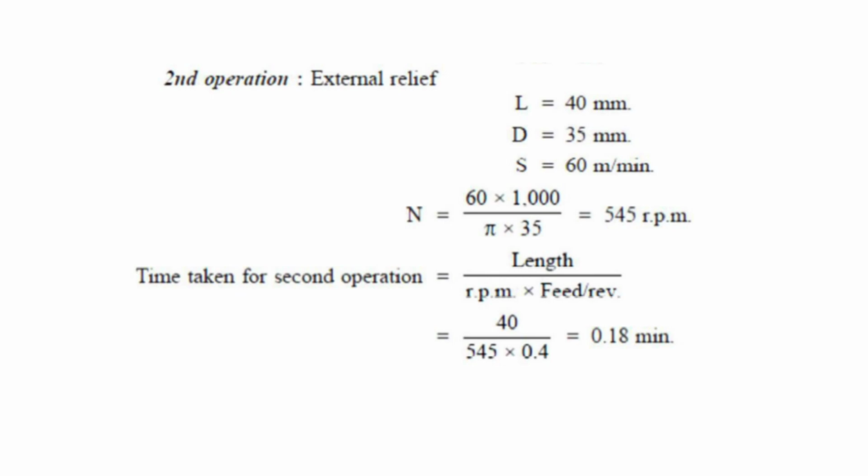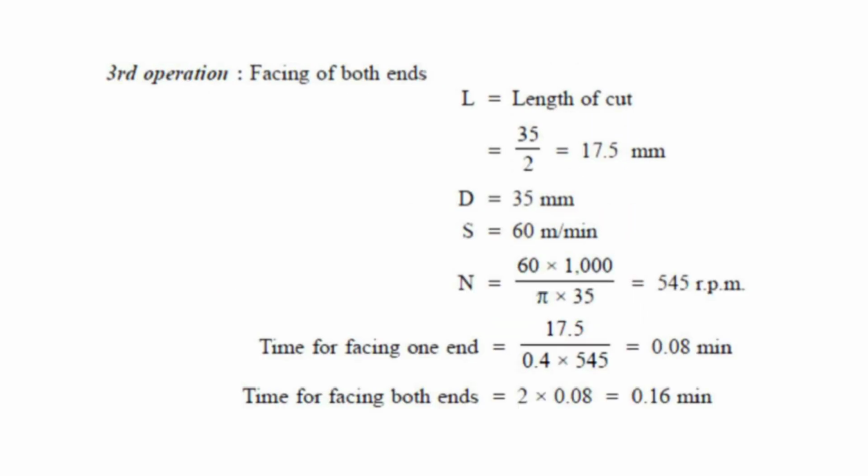Second operation is the external relief. For that, N is equal to 60 into 1000 by pi D, for length 40, diameter 35 and speed equal to 60 meter per minute. The time taken is 0.18 minute. The third operation is facing on both ends. The length of cut is equal to D divided by 2. With the diameter, speed and revolution per minute, we know the time for facing one end is equal to 0.08 and for both ends is equal to 0.16.